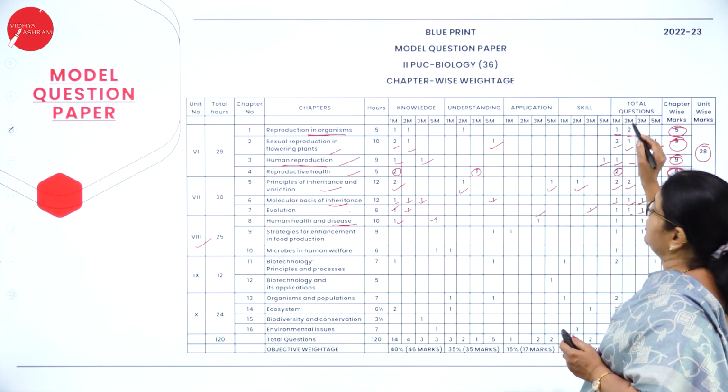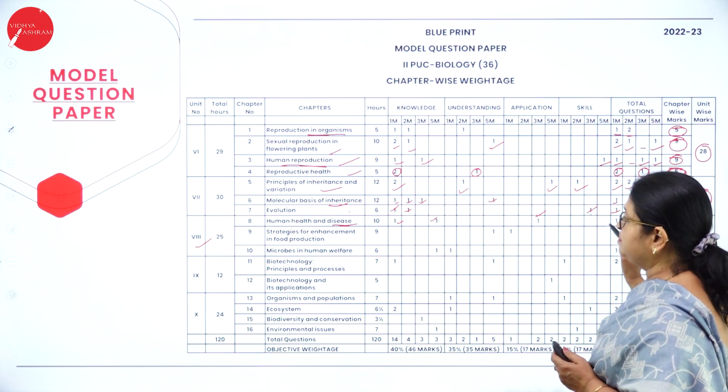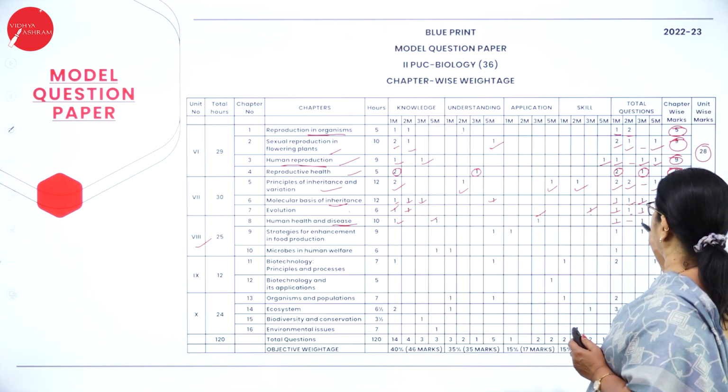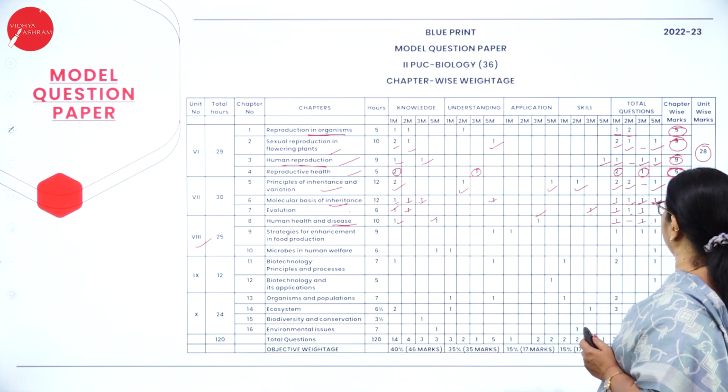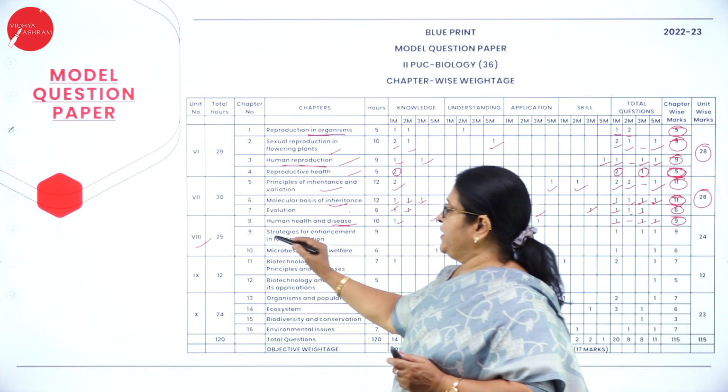So total questions that are going to appear: 1 marker question is 1, 2 marker questions you don't have, 3 marker question 1 and 5 marker question 1. So total 9 marks. Strategies, that is chapter 9.